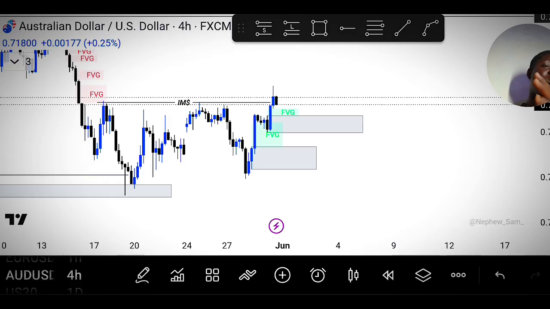But for now, Euro USD is bullish, GBP USD is bullish, and AUD USD is bullish. Those are the three trade pairs I'm going to focus on this week or this month.